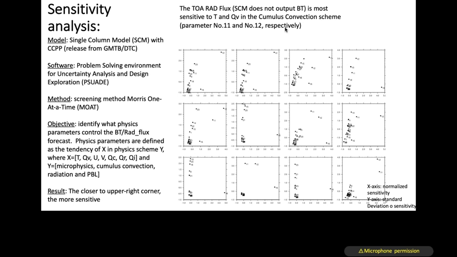the sensitivity analysis shows there are two parameters that are very important to this radiative flux. That's the temperature and the water vapor forcing in the cumulus convection scheme. This makes sense because imagine if the convective storm cannot develop high enough, then it will not be able to show up as the cold brightness temperature or the radiative flux.